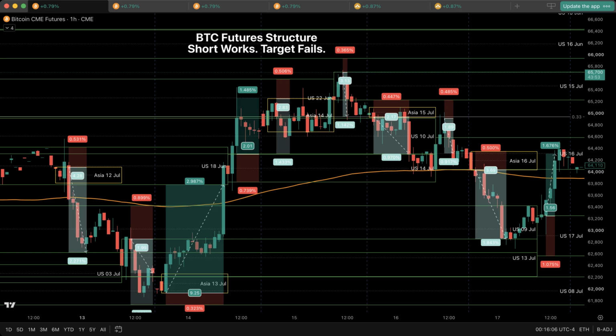July 13th U.S. gives another short. Entry. July 13th U.S. upper boundary. Stop. July 9th U.S. upper boundary. Target. July 8th U.S. lower boundary. Risk-reward ratio. 1.99. The structure was valid, but the move did not finish.